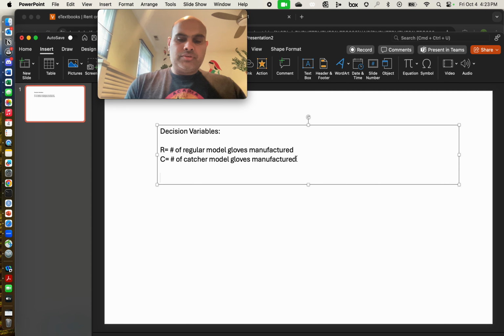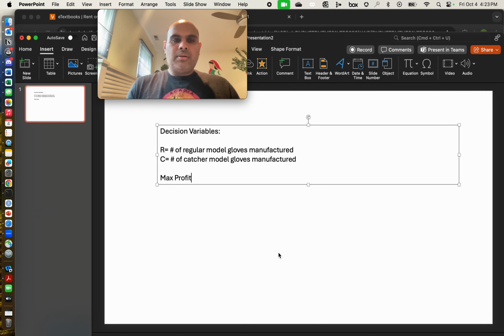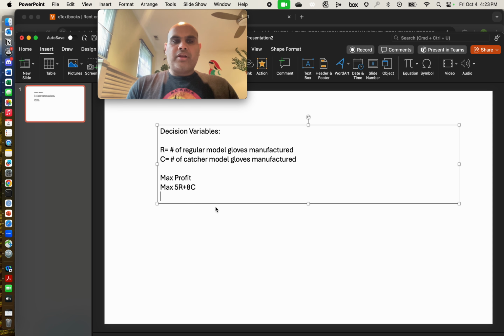The objective is to maximize profit. We know the profit values that are given to us here. If you look at it, it says each regular model glove has a profit of $5. Catcher's model glove has a profit of $8, right? So maximize profit. So regular model is 5 times R plus 8 times C, right? So maximize 5 times R plus 8 times C. That's your objective. Now for the constraints.